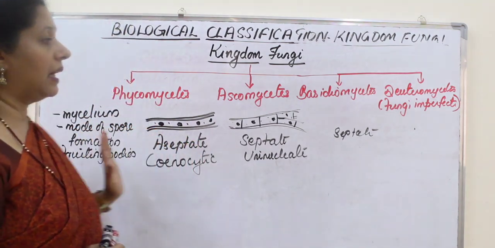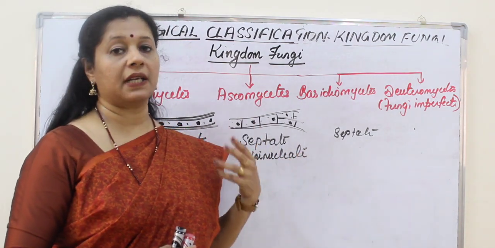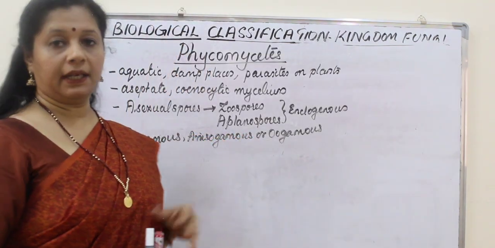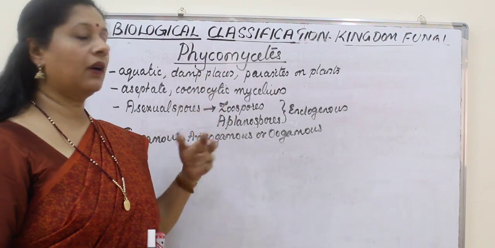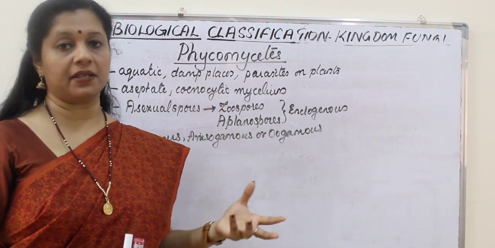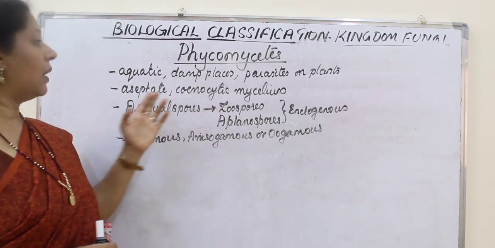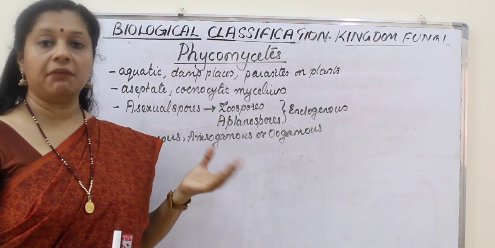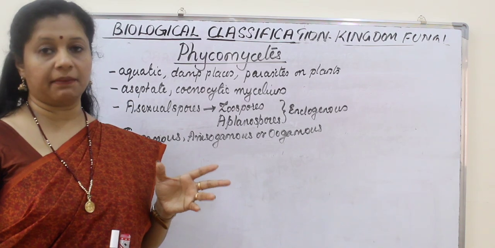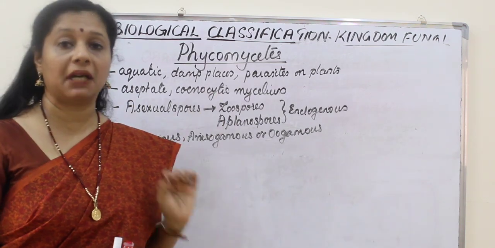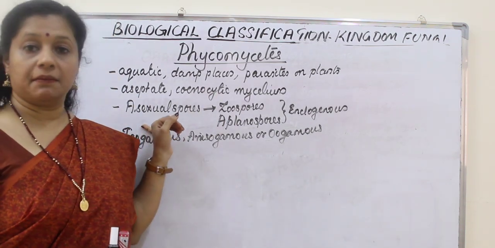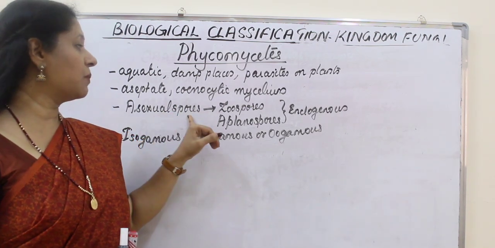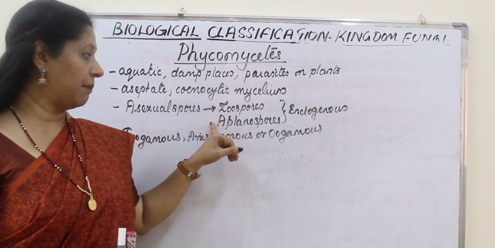Okay. Now we will have to learn one by one the type of spores and how they reproduce. Phycomycetes are found in aquatic conditions, or they are mostly found in damp places or decaying matter because they act as decomposers, or they can be parasites on plants. Next, their body, as I mentioned, mycelium is aseptate, that means without septum. As a result, it is cenocytic or multinucleate.